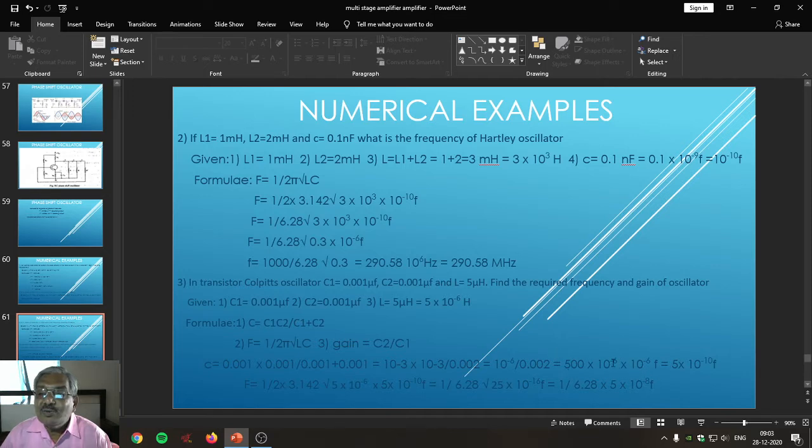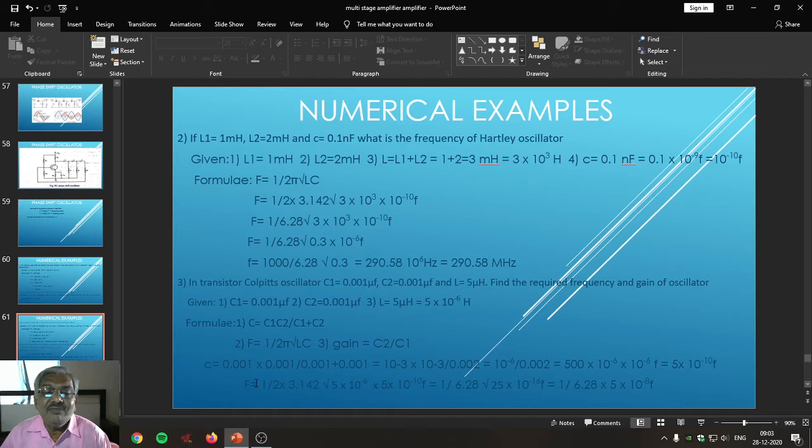So this is actually its solution, but it comes to be in microfarad. So convert into farad, again multiply by 10 raised to minus 6, and that's why it comes to be 5 into 10 raised to minus 10. This is the value of capacitor.